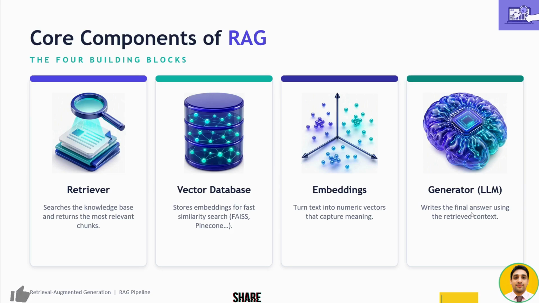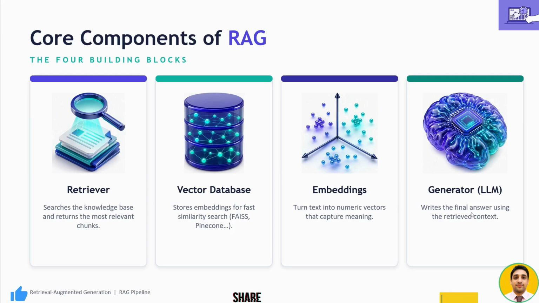The second component is the vector database. This is a specialized type of database designed to store embeddings, which are numeric representations of text, and to perform extremely fast similarity searches across potentially millions of these embeddings. Popular examples include FAISS and Pinecone, both of which we will explore in more detail shortly.